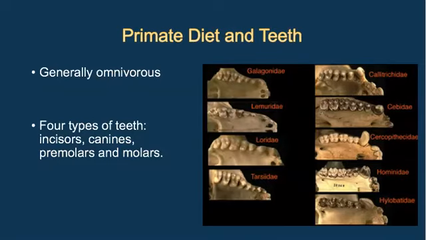As I said before, we are generally omnivorous animals. We have heterodont dentition, meaning we have a mouth full of different types of teeth. Those 4 types of teeth in humans and in other primates include incisors, canines, premolars, and molars. You can see here on the slide, the picture here is a comparison of lots of different types of primate teeth.